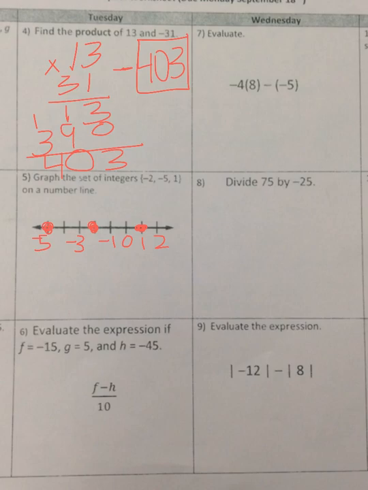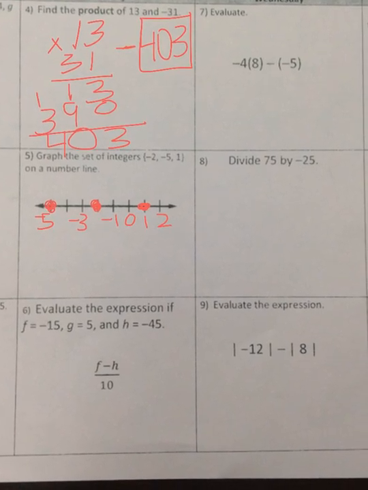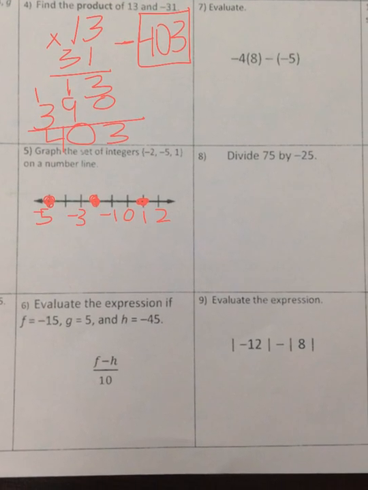Number 6, evaluate the expression if f equals -15, g equals 5, and h is -45. So, first thing we're going to do is substitute our values. F is -15, so I'm going to write -15, and then I want to subtract h, and h is -45. And then we're dividing that by 10.